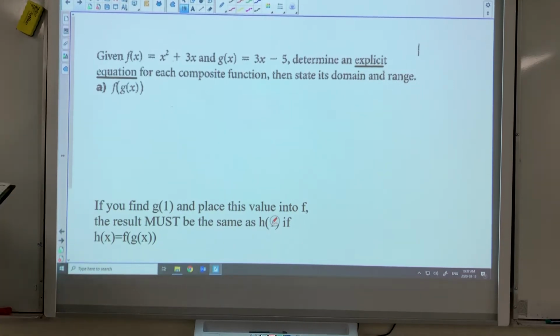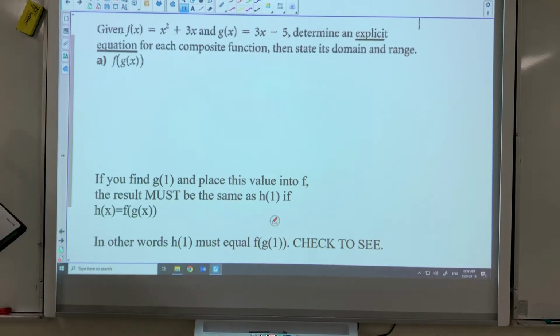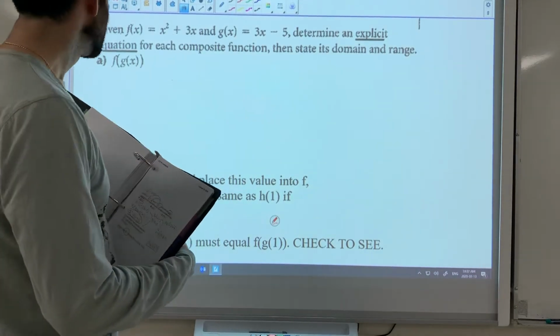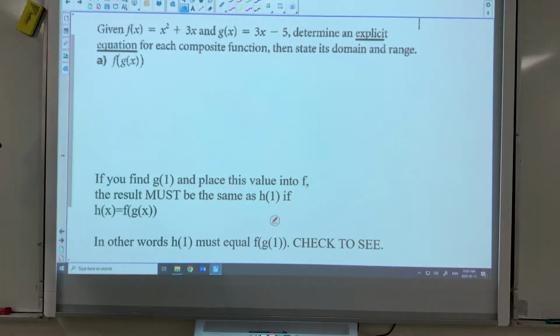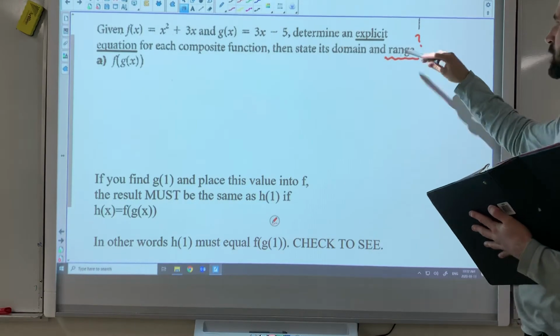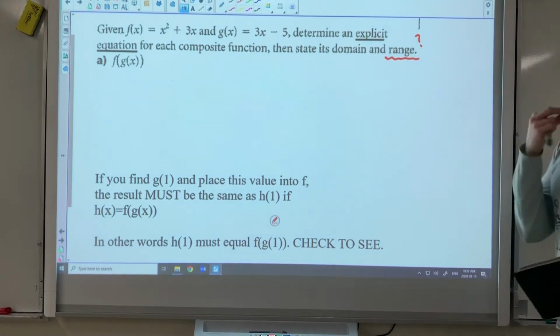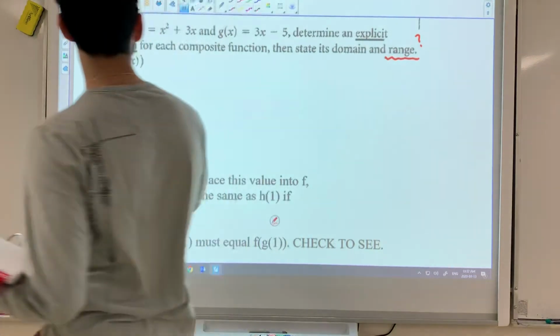Oh, every once in a while you get one of these. Now, these are no fun. We're not going to necessarily do all of them, but let's see. So they say, given f of x is x squared plus 3x and g of x is 3x minus 5, determine an explicit equation for each composite function. Then state its domain and range. Again, on the exam they usually stay away from range, so I'll let you know question by question if it's going to be appropriate, because they get pretty tricky for range sometimes. This is from an older workbook where math used to be so much harder.